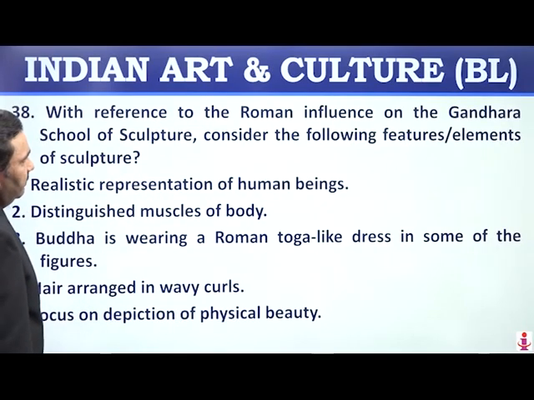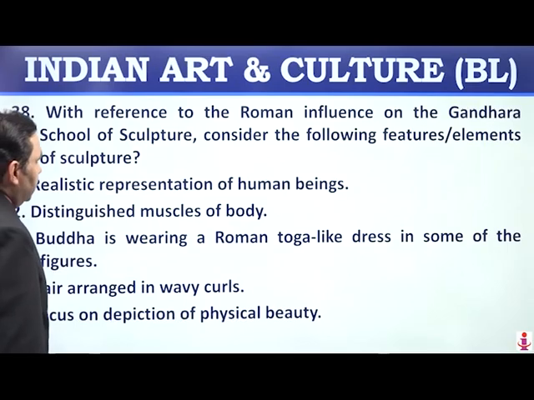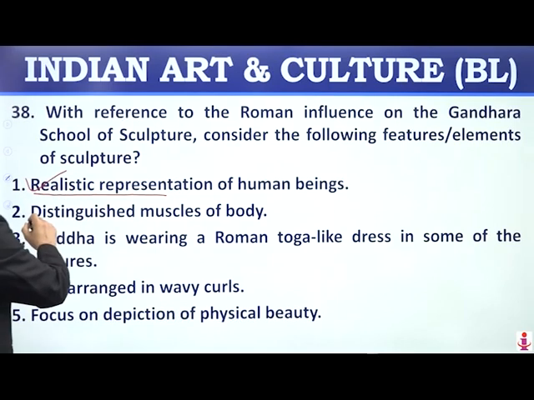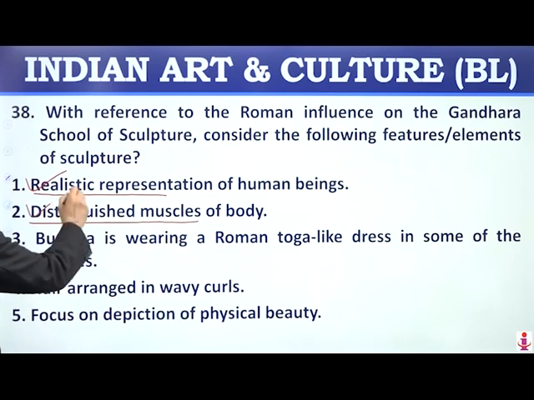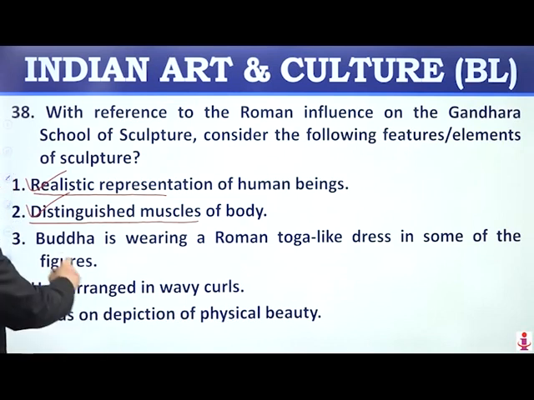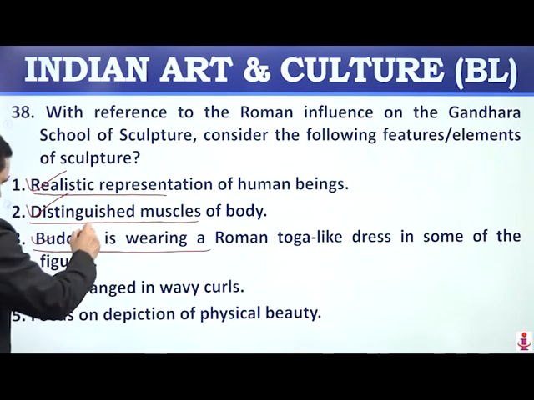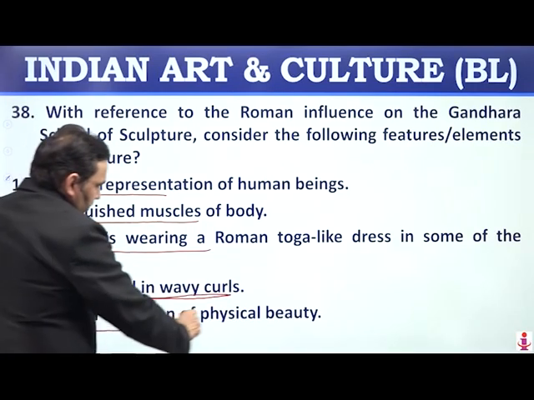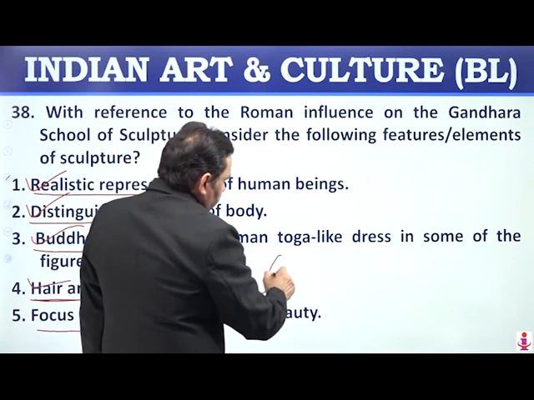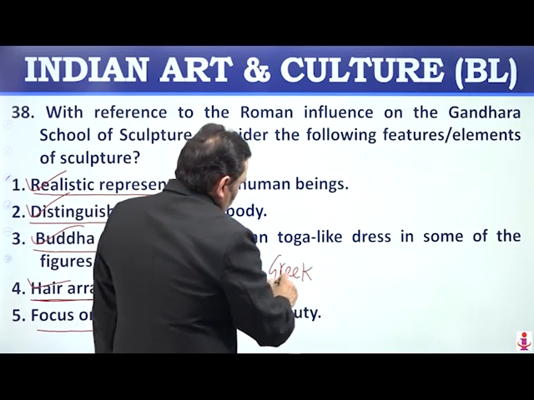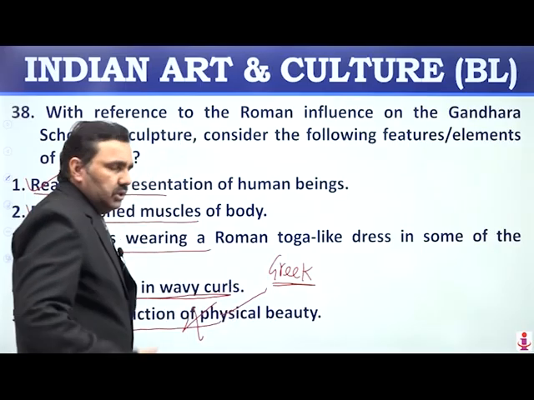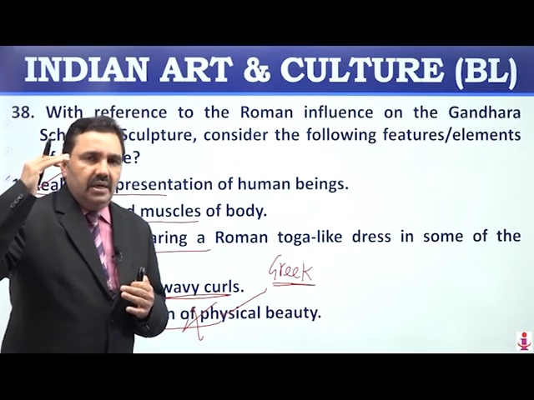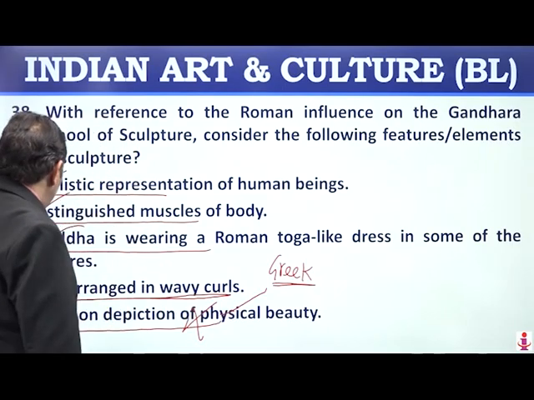38. With reference to Roman influence on Gandhara school of sculpture, consider following features. A realistic representation was a Roman influence. Distinguished muscular representation, Roman influence. Buddha wearing Roman toga-like dress, correct. Hairs arranged in curly manner, correct. Focus on depiction of physical beauty was Greek, not Roman, was Greek influence. So Buddha was portrayed like Greek god Apollo. That was a Greek influence. Option here, 1, 2, 3, 4 is correct.